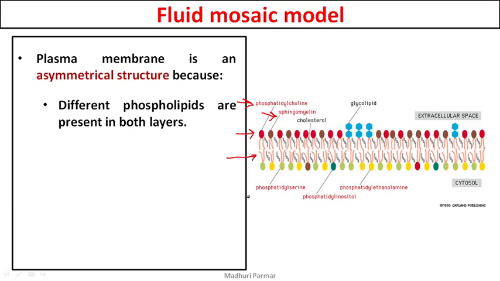So this inner membrane has phosphatidylserine, phosphatidylinositol, phosphatidylethanolamine. These three are very, very rarely found on the surface. And phosphatidylcholine and sphingomyelin are very rarely found on the inner side of the membrane.